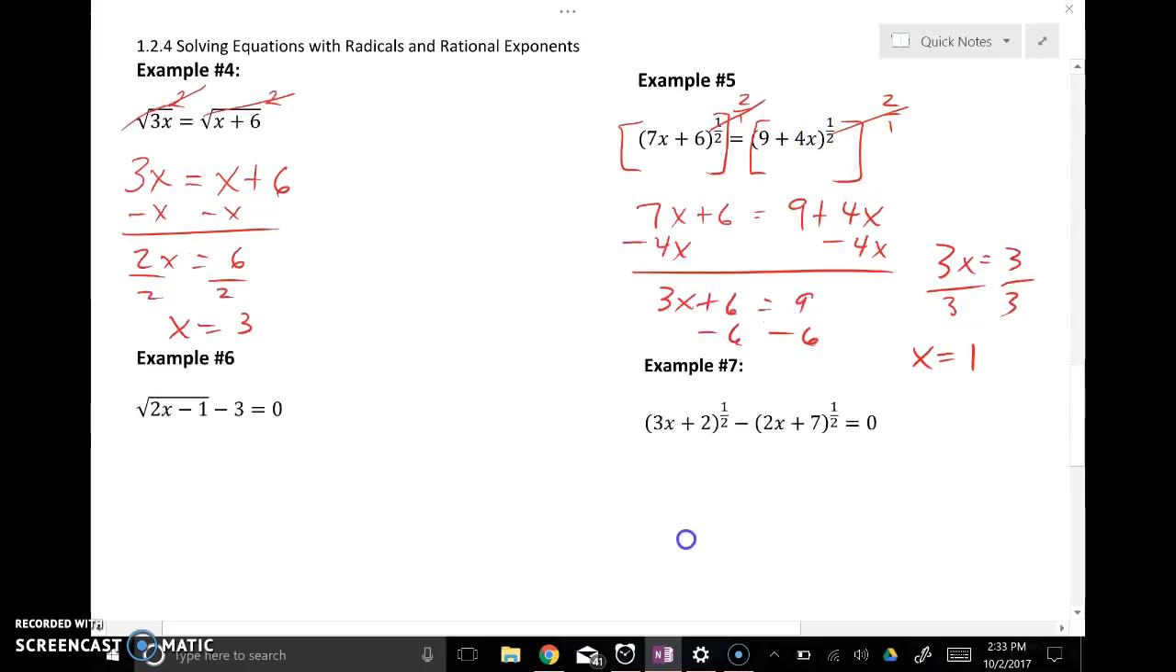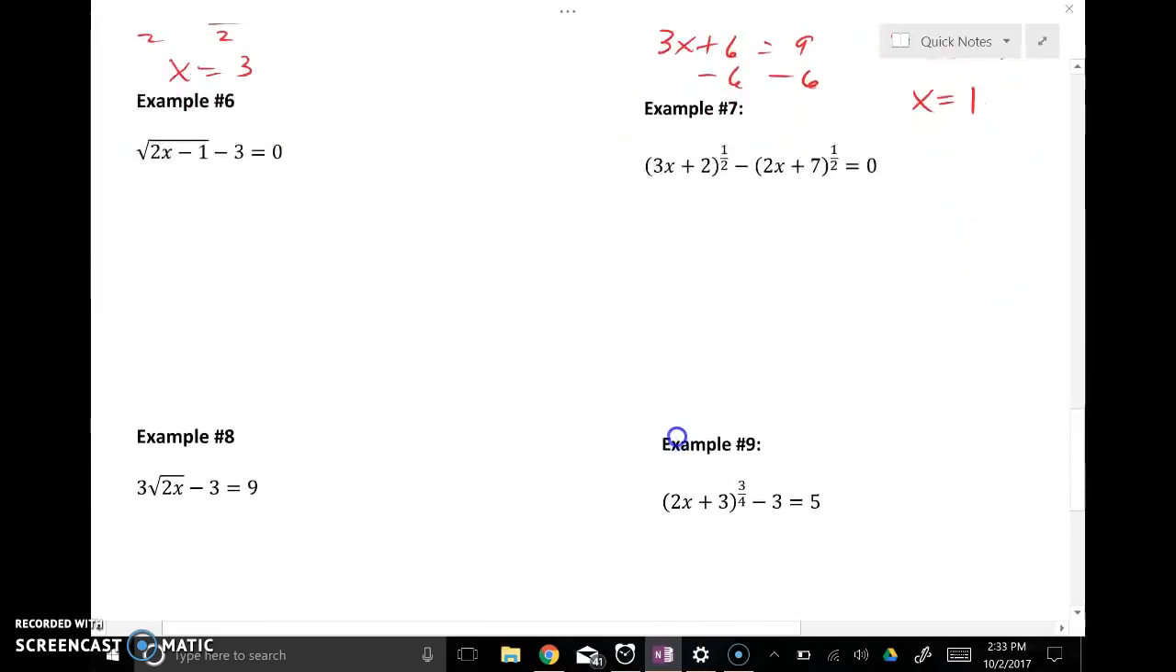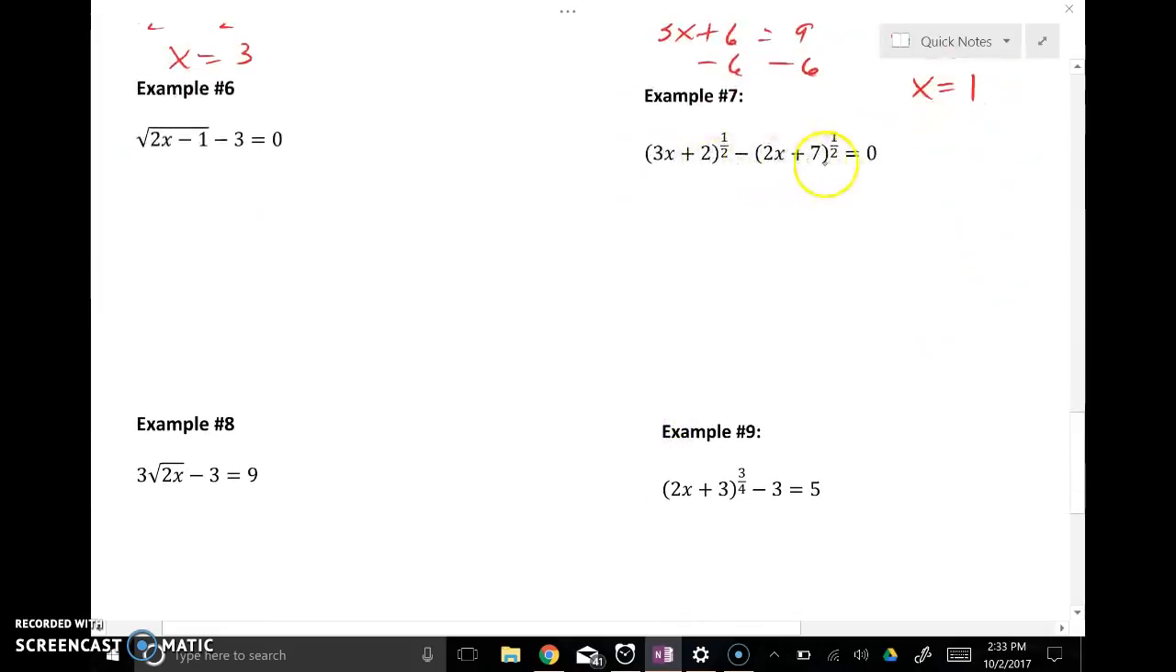Okay, moving down to example 7. I see that I have a binomial, but both are to the same exponent. That makes them like terms. So I can actually combine here to where I get 3x minus 2x will give me x, and 2 minus 7 will give me negative 5, all to the 1/2 power equals 0.